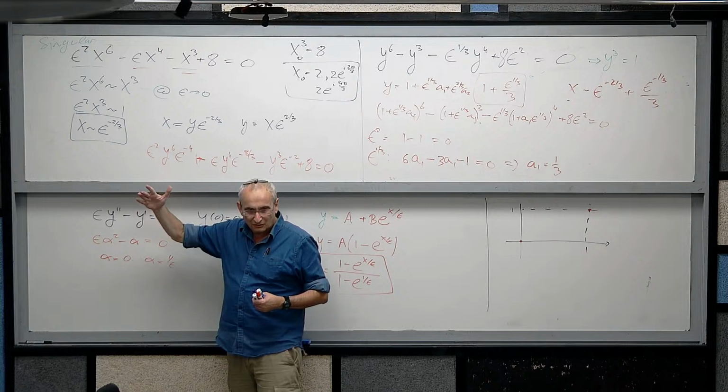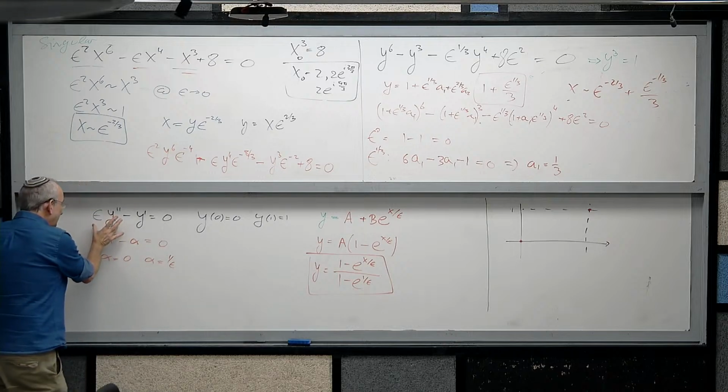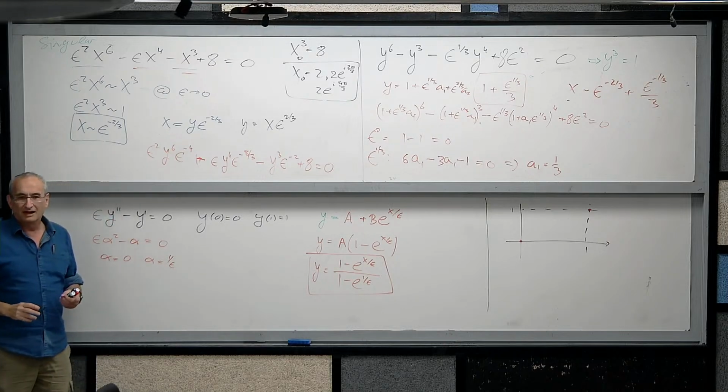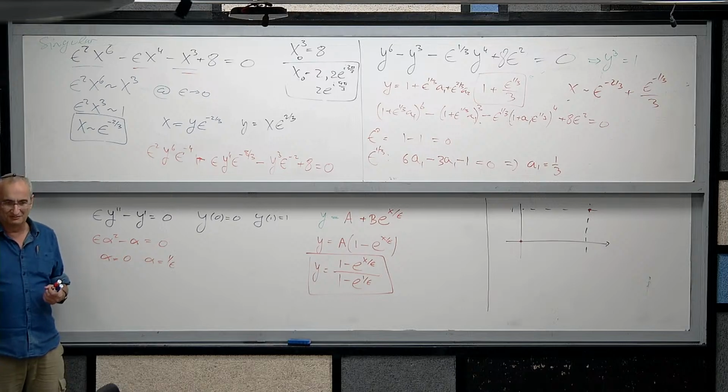Right? Okay? So how does the solution when epsilon is equal to 10 to the minus 100 approach the solution at 0? That's the question. You see what I'm asking?